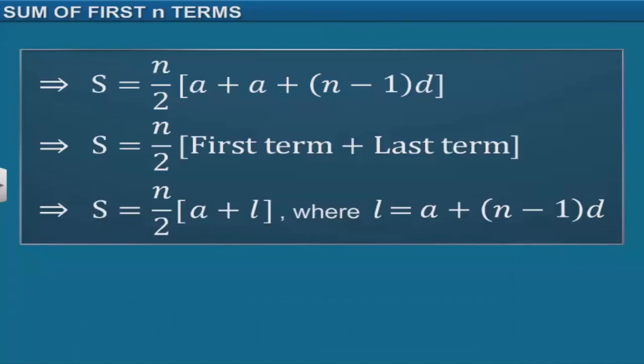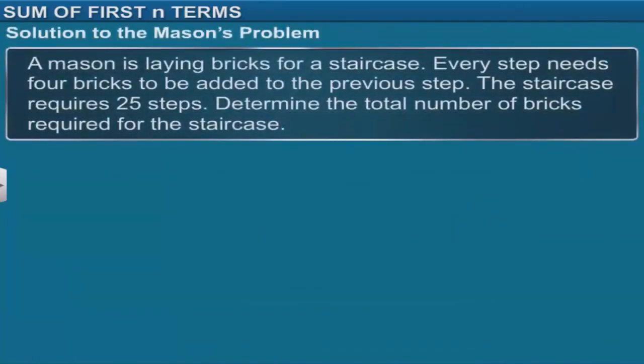You can see that the number of bricks in the staircase forms an AP. According to the given data, the first step will have 4 bricks. Therefore, the first term a equals 4. Common difference d is 4. The number of steps is 25. This is equal to the number of terms in the progression, that is n.